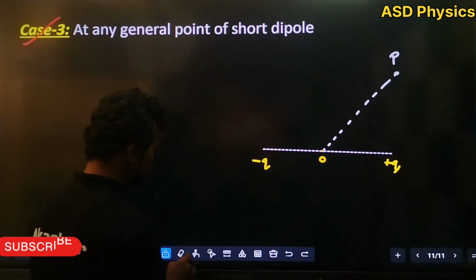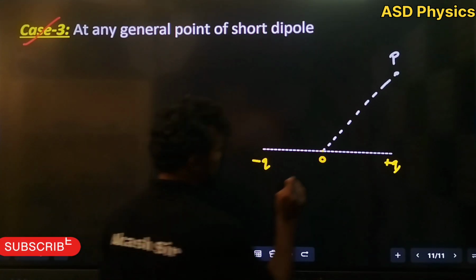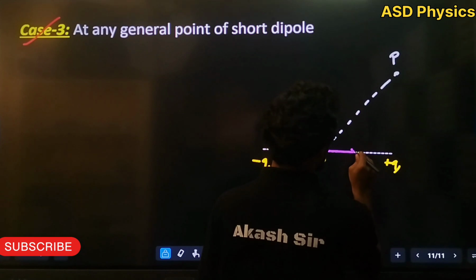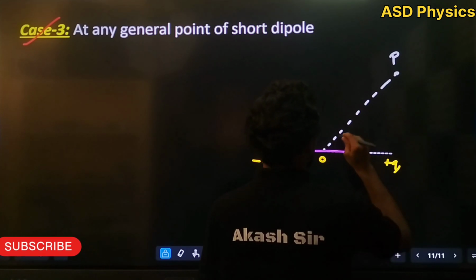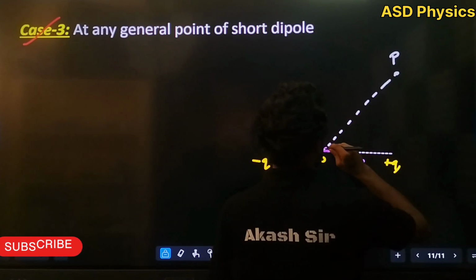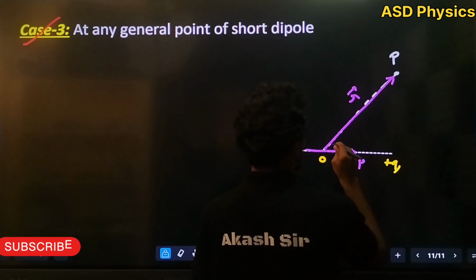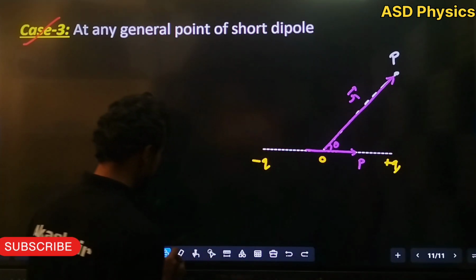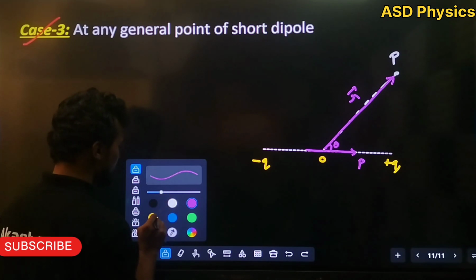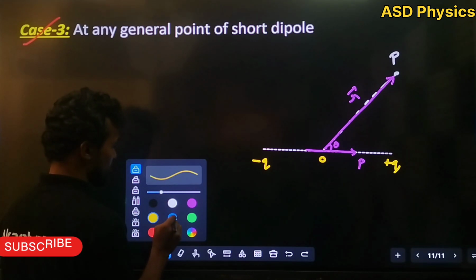The direction of the dipole moment is this side. This is the dipole moment direction, and this is the position vector R, and they are making an angle theta. So if I want to resolve the components here, see here, please.